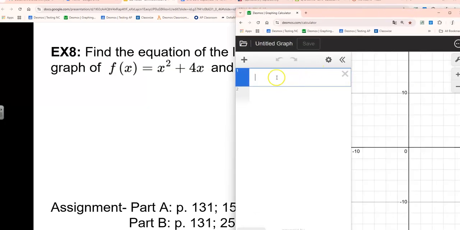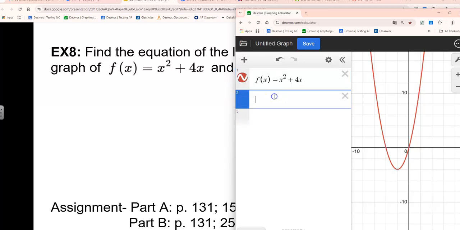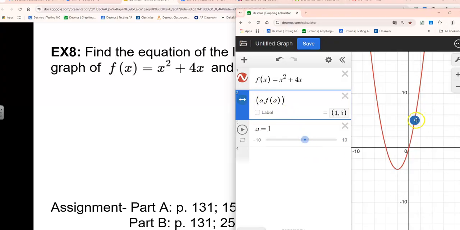So what we're looking at here is f of x equals x squared plus 4x. I would like to put an equation of a tangent line here. So if I put a point A, f of A, and put a slider right there, it's going to give me a point on the graph.